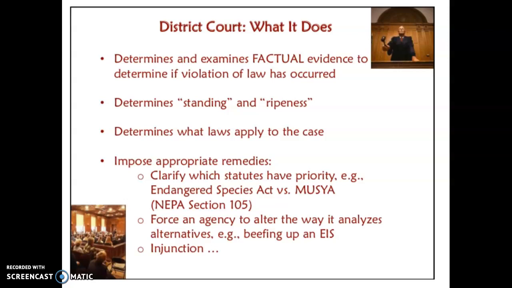It can force an agency to alter the way it's analyzing its alternatives. So in this case, like some of the examples we've talked about is beefing up an EIS, so doing some kind of more intense analysis that's enforced by the court, or impose some sort of injunction, which we'll discuss further.